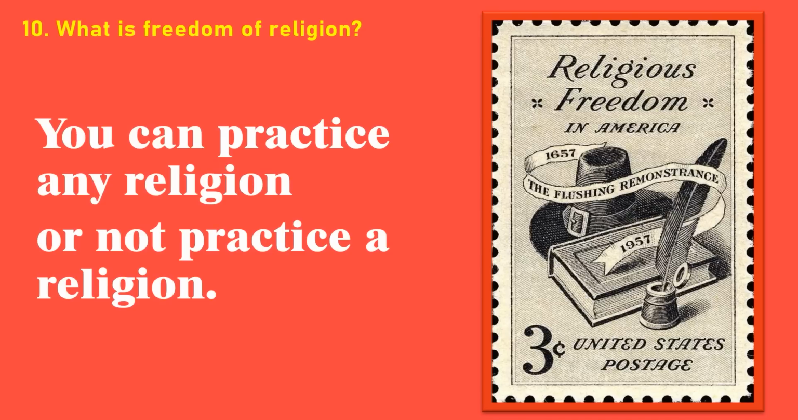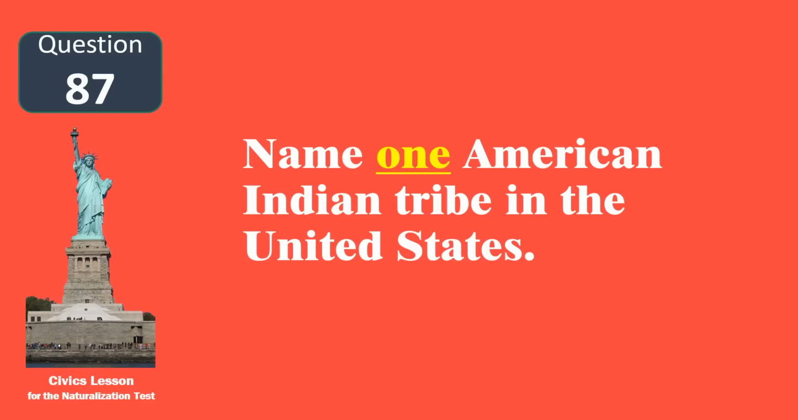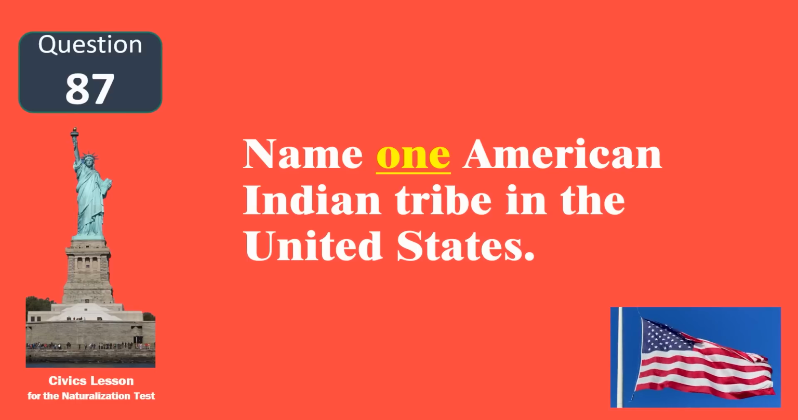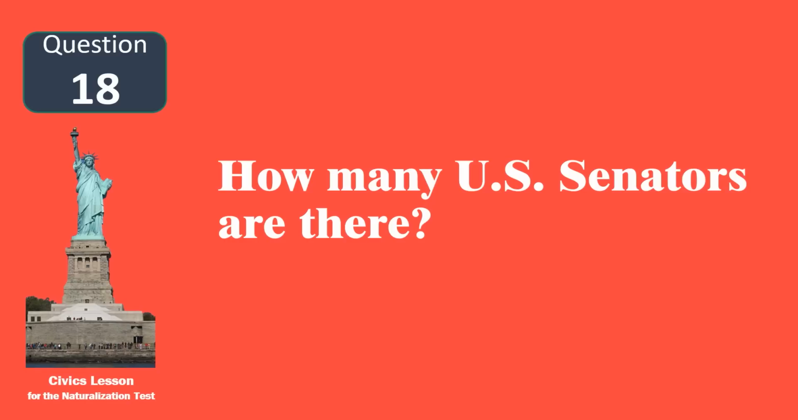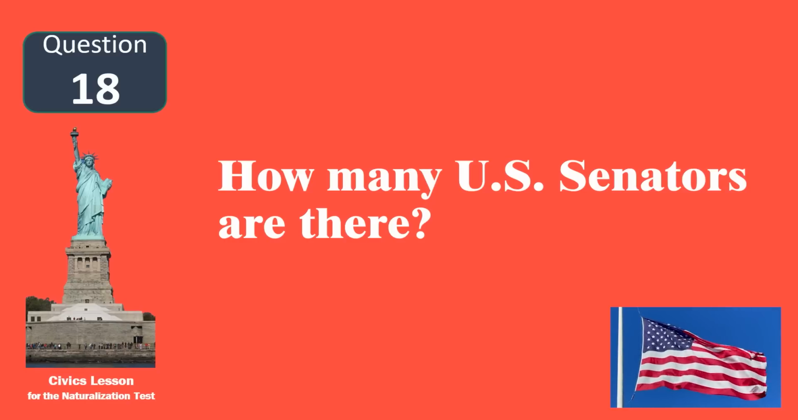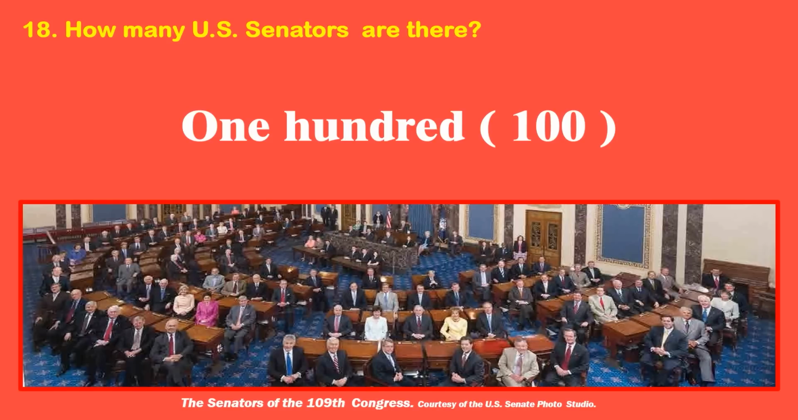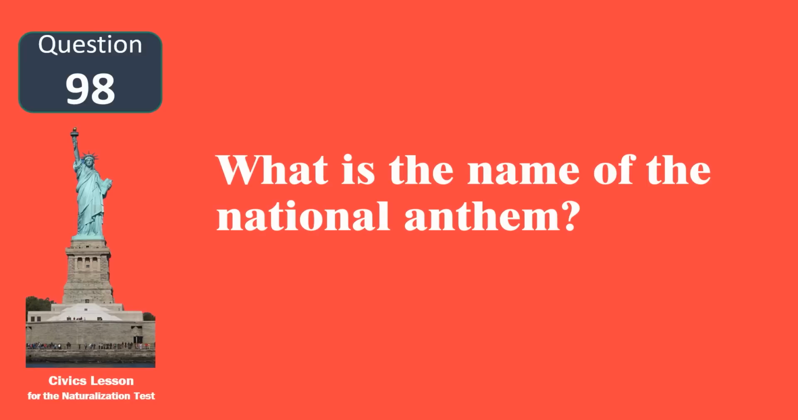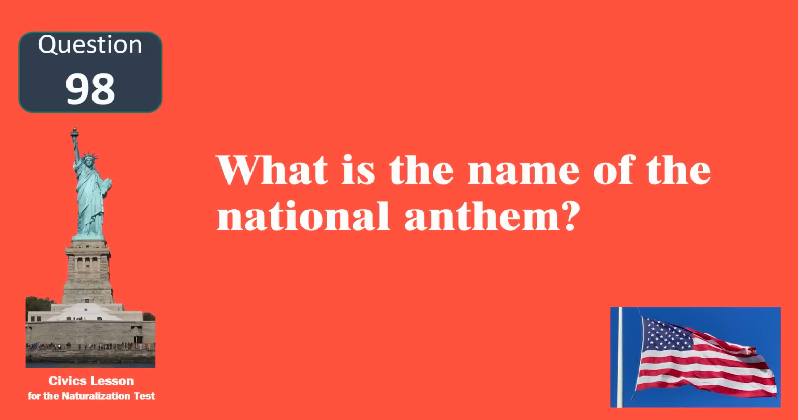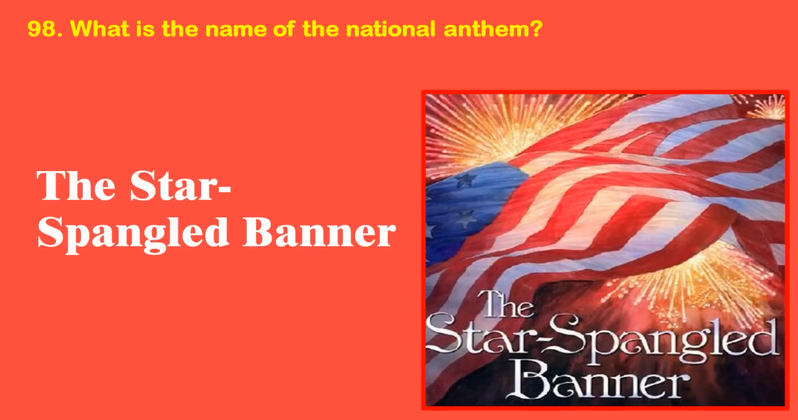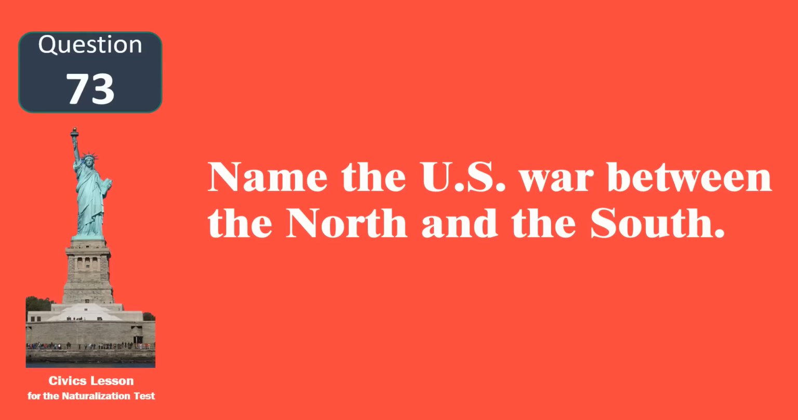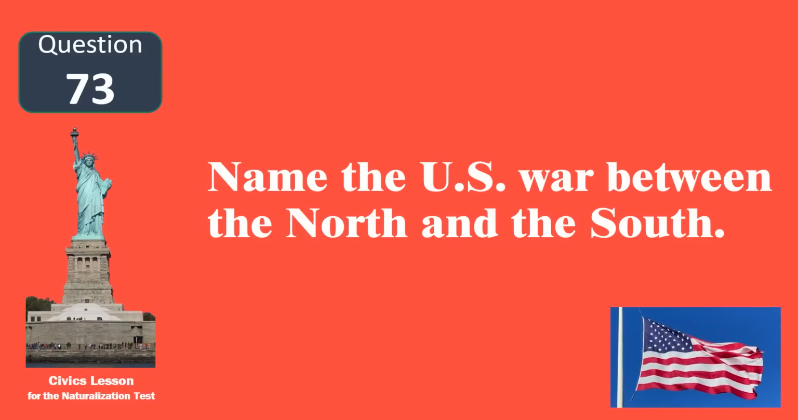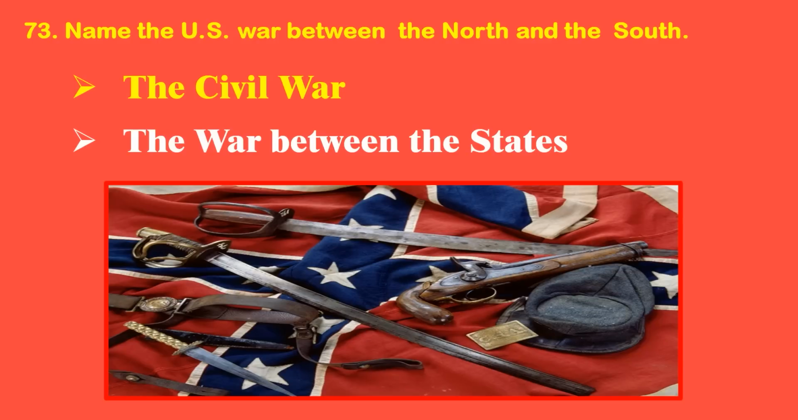What is freedom of religion? You can practice any religion or not practice a religion. Name one American Indian tribe in the United States. Apache. How many U.S. senators are there? 100. What is the name of the national anthem? The Star-Spangled Banner. Name the U.S. war between the North and the South. The Civil War.